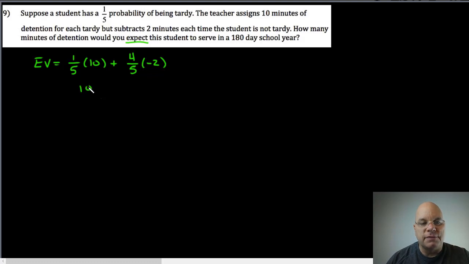Here we have 10/5 plus -8/5. 10/5 plus -8/5 is +2/5. So the expected value for a single day is 2/5.